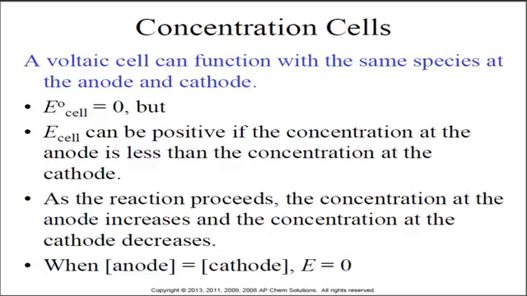Okay, so when the concentration at the anode equals the concentration at the cathode, your E equals 0, the system is at equilibrium. And when the system is at equilibrium, it's dead. Your cell is dead. So here the reaction is going to proceed. The concentration at the anode is going to increase, and the concentration at the cathode is going to decrease. And then your E is going to equal 0.